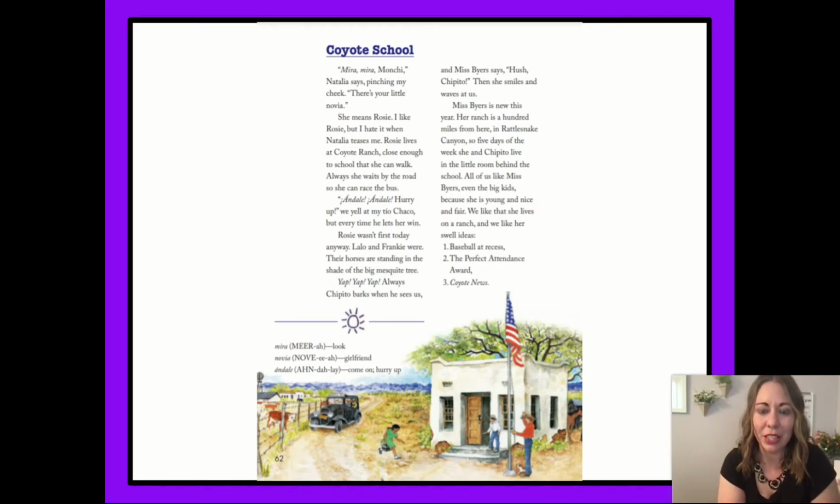Miss Byers is new this year. Her ranch is 100 miles from here in Rattlesnake Canyon, so 5 days of the week, she and Chapito live in the little room behind the school. All of us like Miss Byers, even the big kids, because she is young and nice and fair. We like that she lives on a ranch, and we like her swell ideas. Number 1, baseball at recess. Number 2, the perfect attendance award. And number 3, the Coyote News.